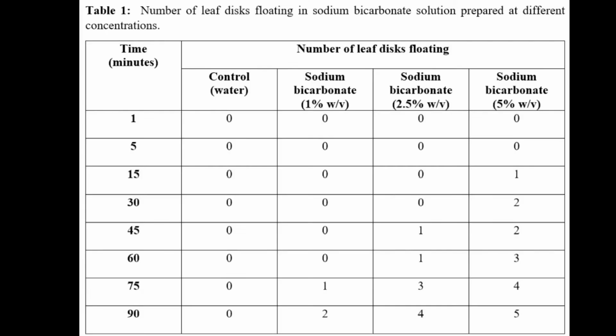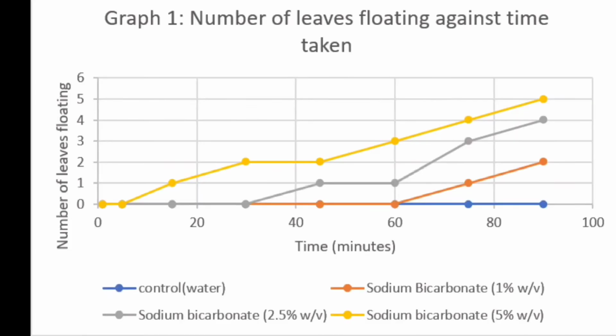As for the results, there is no leaf floating for the control sample and there are 2, 4, and 5 leaves floating for 1%, 2.5%, and 5% weight over volume of sodium bicarbonate solution respectively. From the graph, we can conclude that the higher the concentration of sodium bicarbonate used, the higher the rate of photosynthesis occurred. This is indicated by the number of leaves floating.